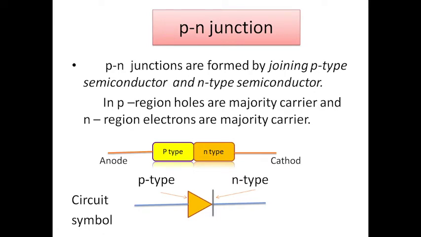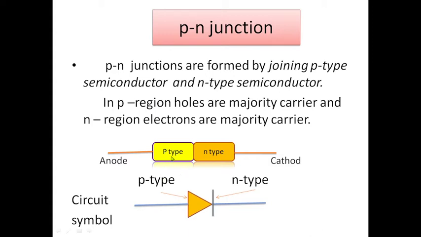The PN junction diode. At first you should know about P-type and N-type semiconductors, already discussed. P-type semiconductor is the semiconductor which contains holes as the majority carrier, and N-type semiconductor is the semiconductor which contains electrons as the majority carrier.